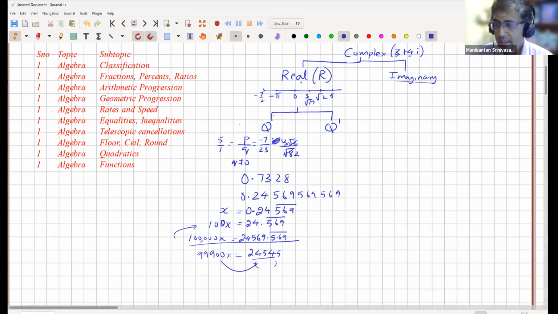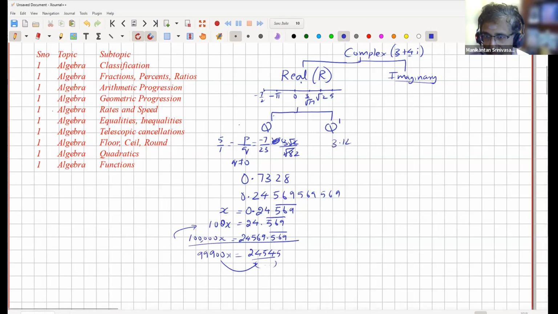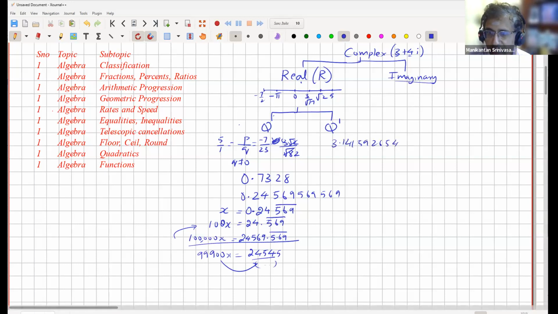So terminating decimals as well as repeating decimals are both rational, and non-terminating decimals would be like, for example, pi approximation 3.141592654. These are the first 10 decimals or so, but you don't see any pattern repeating. Just because the 4 came here, the next one need not be 1, right? So there's no pattern repetition at all. Then it's an irrational number.